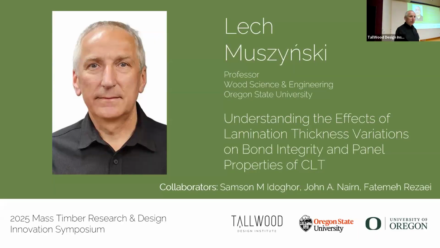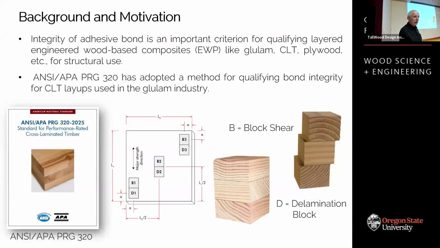So the project itself is understanding the effect of lamination thickness variation and bond integrity on panel properties of CLT. So thickness tolerance is regulated in PRG 320, right? So there shouldn't be any problem with this. 0.2 of a millimeter, this is the allowed thickness tolerance.